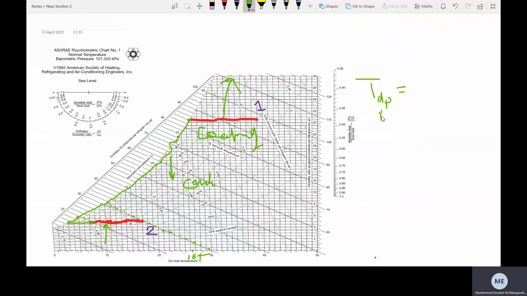Okay, so the dew point first at the inlet of the cooling coil, let me call it 1. So this one is 26.5 Celsius. And here at the inlet of the heating coils, here I'm entering the heating coils. So this one is approximately 4 degrees. Okay, so T dew point 2 is approximately 4 degrees Celsius. These are direct information straight from the psychrometric chart. You see how easy it is?